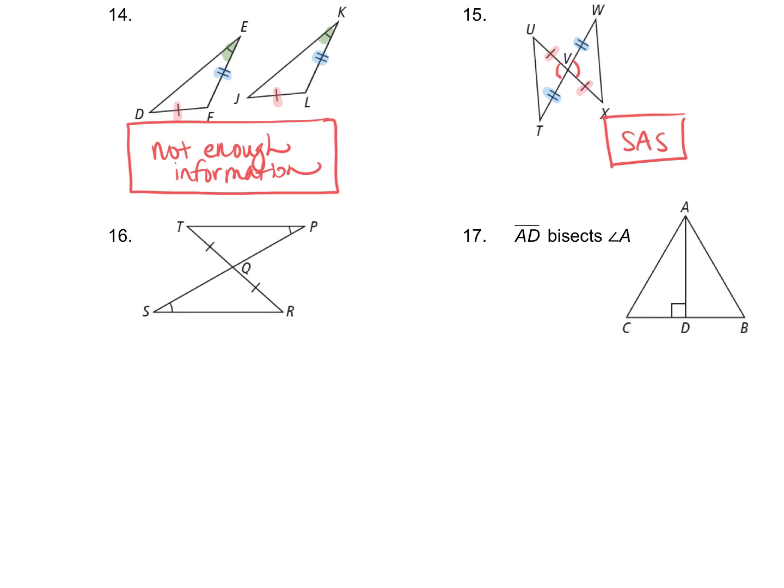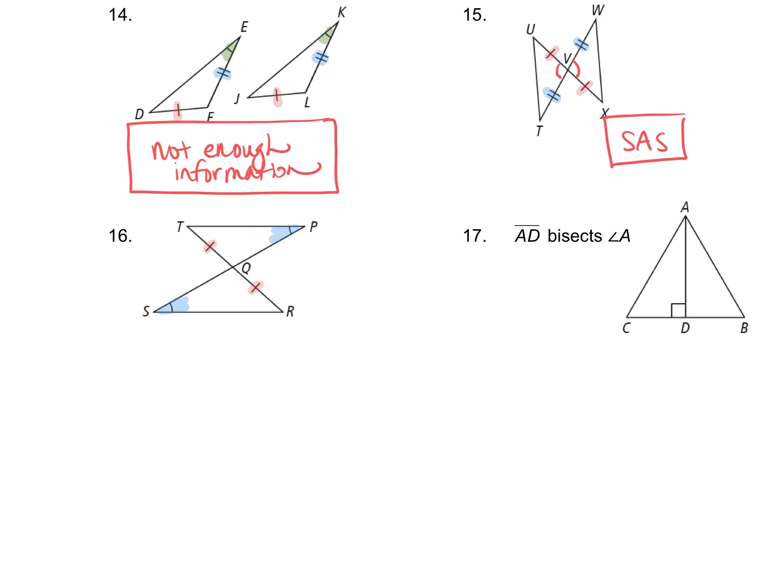Okay, so number 16, well, we got some congruencies again. This side is congruent to this side. We have an angle right here, congruent to this angle. So we have a side and an angle. Not enough information right now, unless there's more that we can mark congruent. So again, we look for vertical angles, a shared side, or overlapping sides or angles.